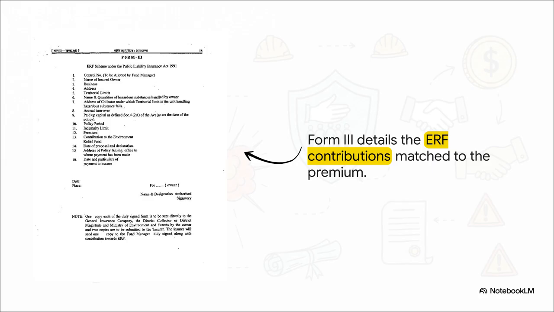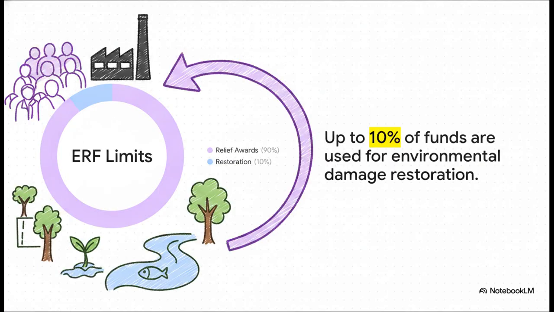For every single rupee a company pays to their insurer as a premium, they have to pay another rupee directly into this central government-managed fund. This creates a powerful, centralized safety net. 90% of this fund is reserved strictly to pay out those massive excess relief awards. But the 2024 rules brought a super vital update. Up to 10% of this fund is now carved out specifically for restoring environmental damage. So it's not just about compensating people anymore, it's actually about healing the local environment that took a hit from the spill.